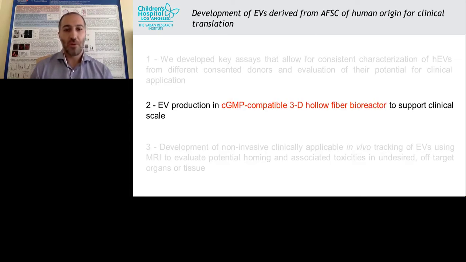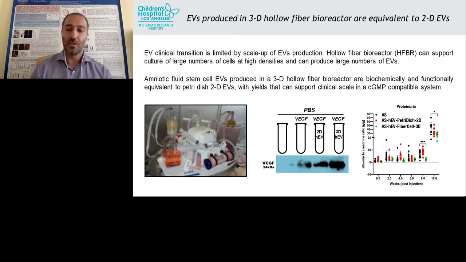Next, I will talk about the 3D hollow fiber bioreactor studies that we are conducting. We know that EV clinical translation is limited by scale-up, as I said, and the hollow fiber bioreactor can support culture of a large number of cells at high densities and can produce a large number of EVs. In collaboration with FiberCell Systems, we are culturing the human consented AFSCs. As you can see in this figure, I apologize for the low resolution, the cartridge shown in the front is loaded with AFSCs and fed by media, and without having to passage the cells over a very long period of time, we can continuously harvest a large number of EVs.